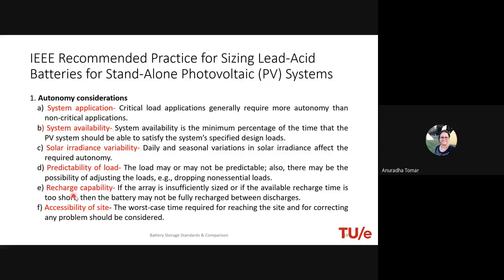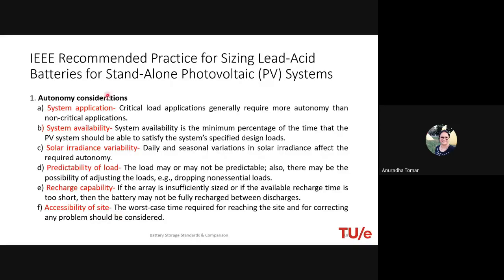Then recharge capability. If the array is insufficiently sized, or if the available recharge time is too short, in that case the battery may not be fully recharged. So it depends upon the location, what the irradiation is, what the photovoltaic power generation is there, and according to that you should decide that at least the capacity should be such that your battery could completely charge in between the time. And accessibility of the site: even if there is a worst condition, what is the distance of that site location, so that you could physically go there and correct things if something worst happens.